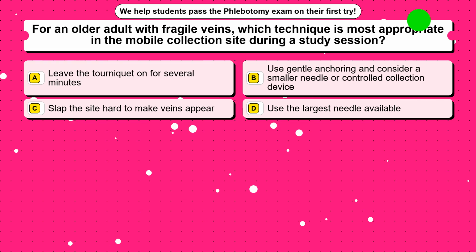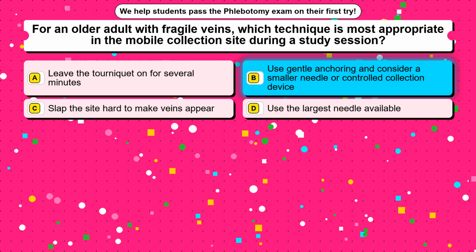Question 84. For an older adult with fragile veins, which technique is most appropriate in the mobile collection site during a study session? Option A. Leave the tourniquet on for several minutes. Option B. Use gentle anchoring and consider a smaller needle or controlled collection device. Option C. Slap the site hard to make veins appear. Option D. Use the largest needle available.